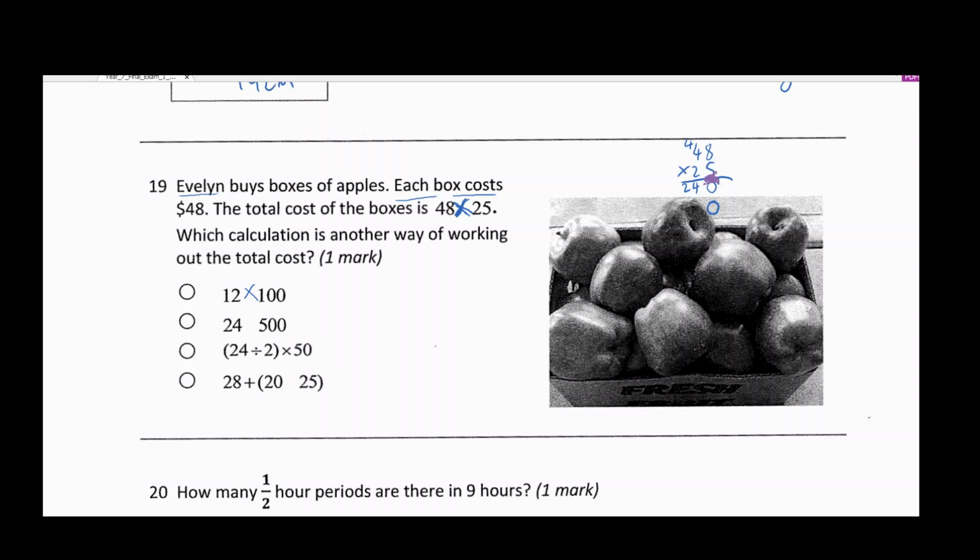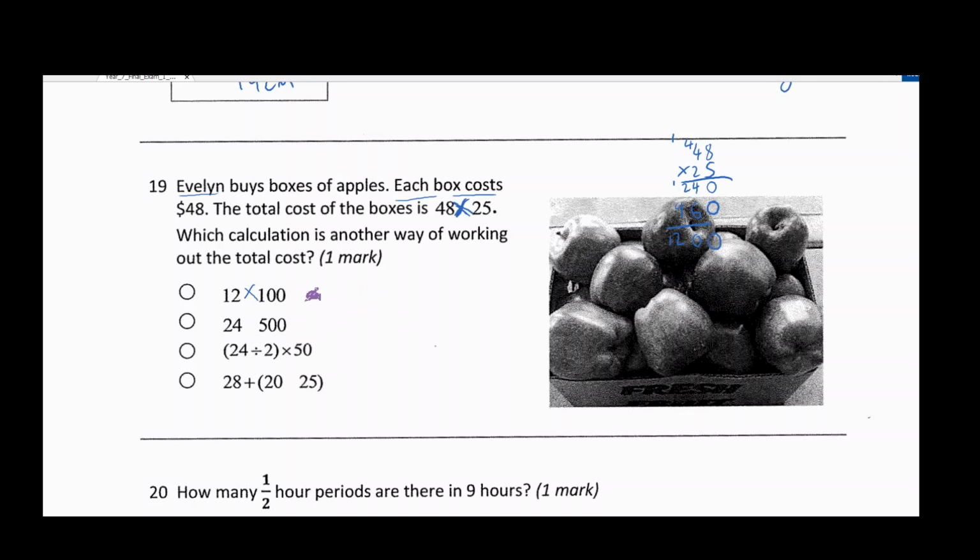Okay, then put down a 0 here. 2 times 8 is 16. Put down the 6, carry the 1. And 2 times 4 is 8, plus 1, 9. Now we need to add them. That's 0. 6 plus 4 is 10. Put down the 0, carry the 1. 9, 10, 11, 12. So there's our answer, 1,200.